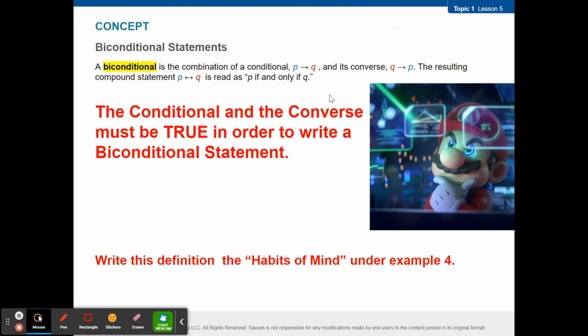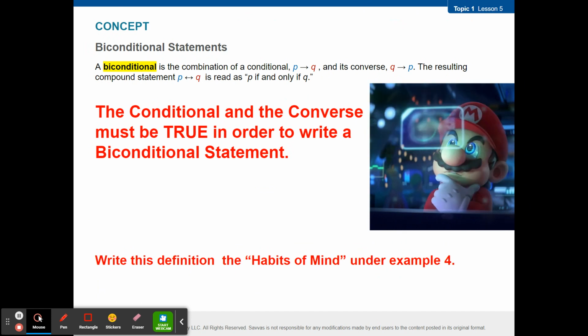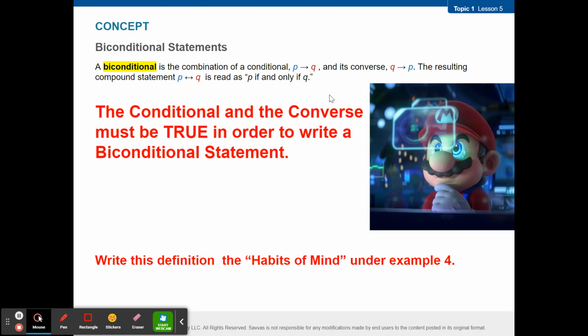All right. The biconditional statements. A biconditional is the combination of a conditional, P to Q, and its converse, Q to P. The resulting compound statement is P if and only if Q. They're kind of reliant on each other. And it goes: P if and only if Q.